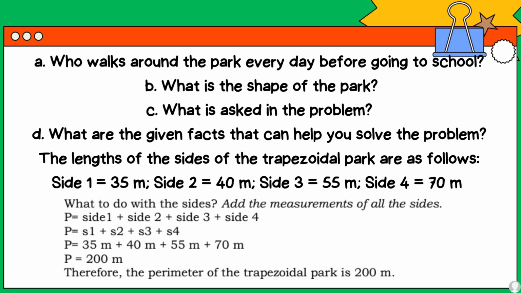Perimeter is equal to side 1, side 2, side 3, and side 4. So S1, S2, S3, and S4. You write their measurements: 35 meters, 40 meters, 55 meters, and 70 meters. So the answer there is 200 meters. So therefore, the perimeter of the trapezoidal park is 200 meters. And that is how you get the perimeter of a trapezoidal park.